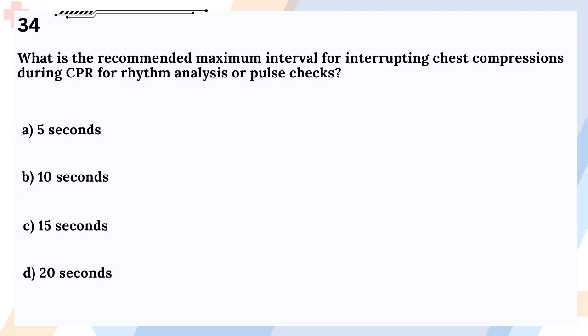Question 34. What is the recommended maximum interval for interrupting chest compressions during CPR for rhythm analysis or pulse checks? A. 5 seconds. B. 10 seconds. C. 15 seconds. D. 20 seconds.